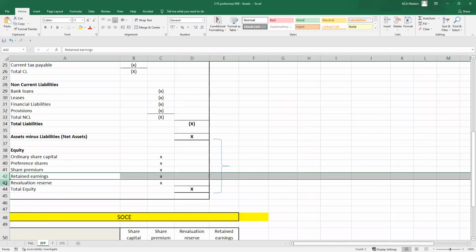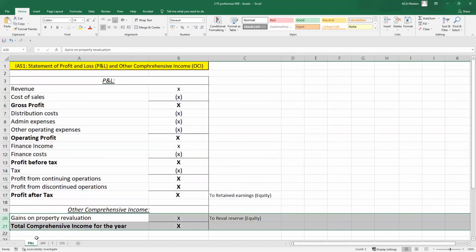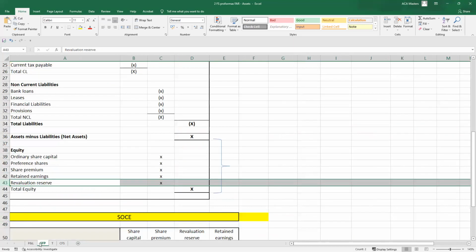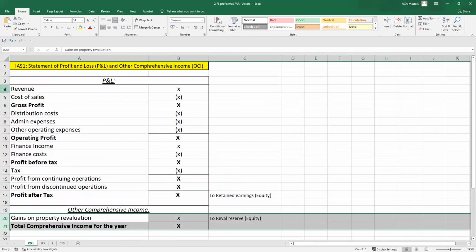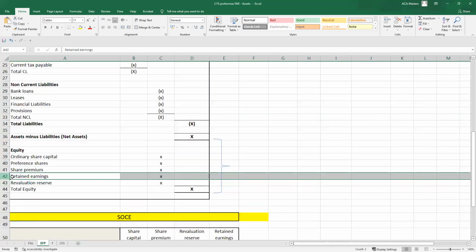So you can see what would happen. All of the benefit of the revaluation, the fact that the asset has gone up, ends up in a revaluation reserve because the increase went through OCI. The P&L suffered because of the higher depreciation. So therefore, retained earnings end up lower because of the revaluation than they would have.